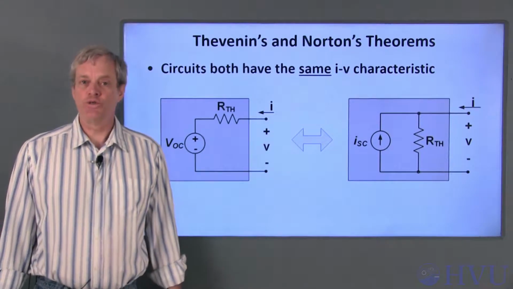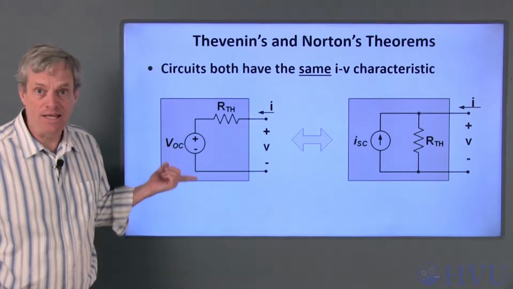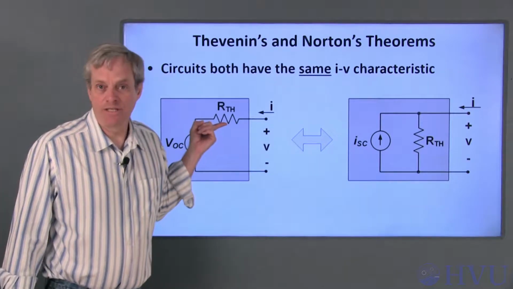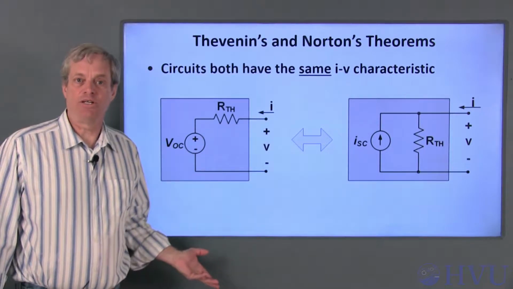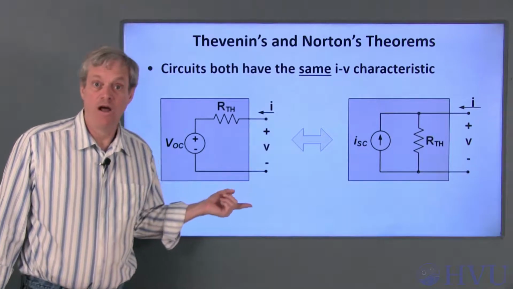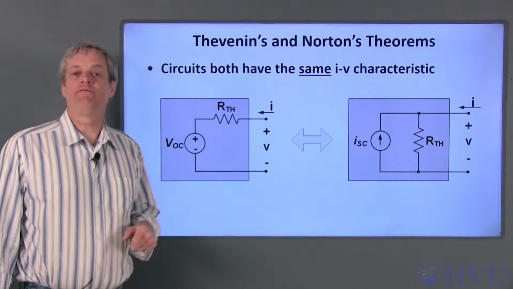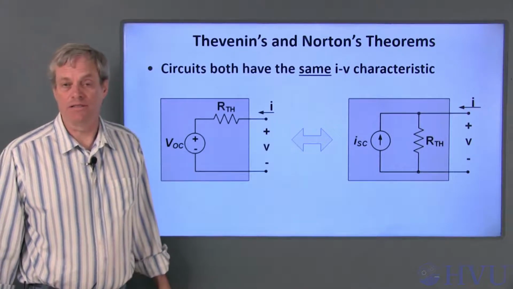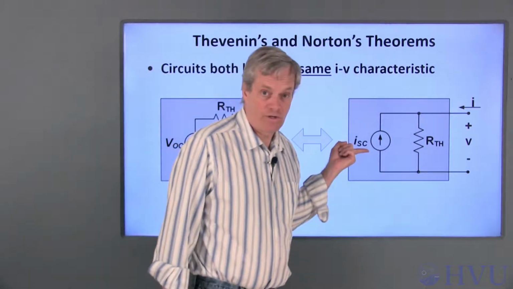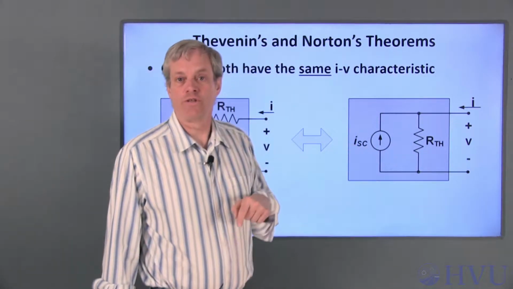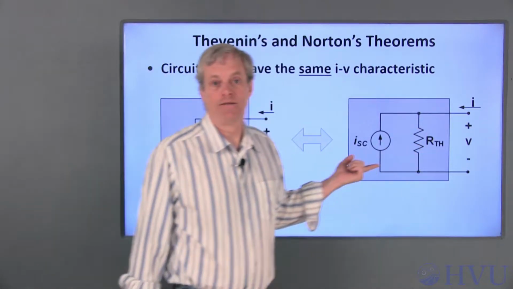Thevenin's theorem says that the two terminal characteristics of a linear circuit can be modeled as a voltage source, VOC, in series with the circuit's Thevenin resistance, RTH. VOC is the voltage that would be seen across the circuit's terminals if the terminals are open-circuited. RTH is the equivalent resistance seen across the terminals of the circuit with all of the independent sources in the circuit killed. Norton's theorem says that the same circuit can be modeled as a current source, ISC, which is the current through the terminals if they're short-circuited, in parallel with the circuit's Thevenin resistance.